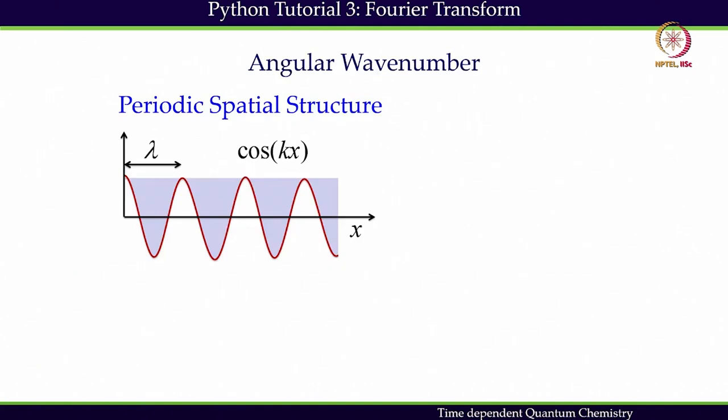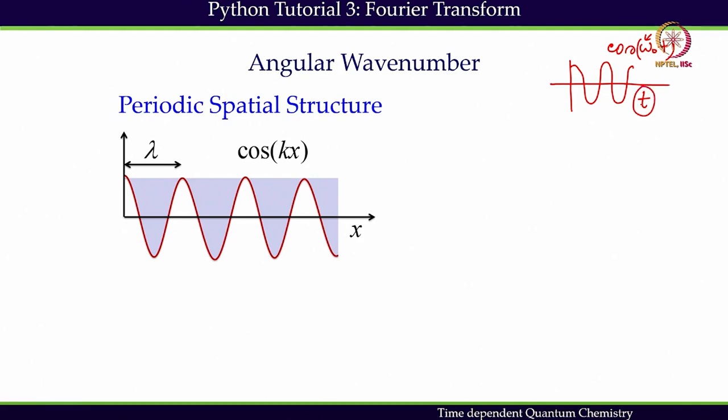Let us assume that I have a periodic spatial structure. We are familiar with the plane wave in time, represented by cos omega naught t, where omega naught is the angular frequency, showing per second how many angular cycles you have and how quickly the variation is happening along the t axis.